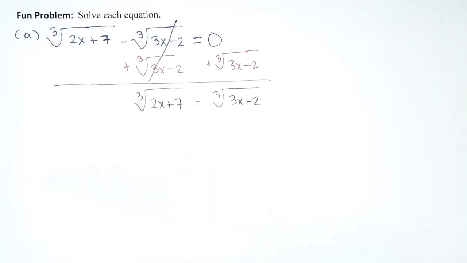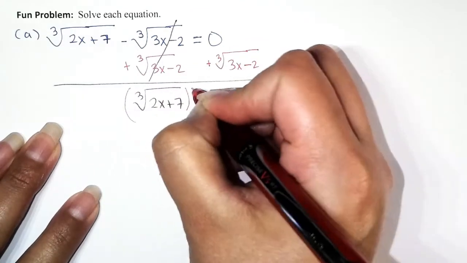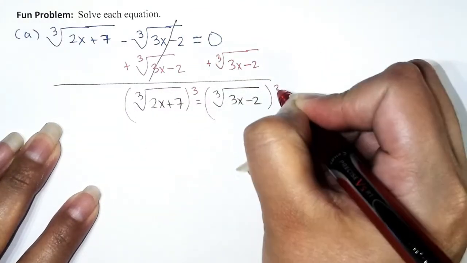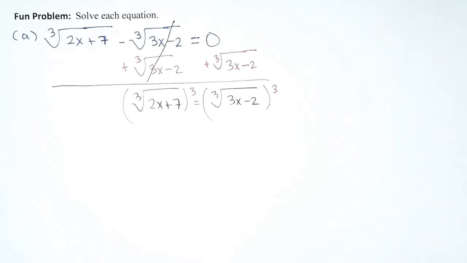To undo at least one of the radicals, we are going to raise both sides to a power equal to the index. So in this case, the index is 3. To undo the index of 3, let's go ahead and raise both sides to a power of 3. Okay, so if you want to impress your friends, let's go ahead and cube both sides.